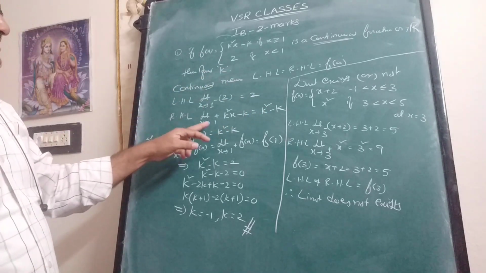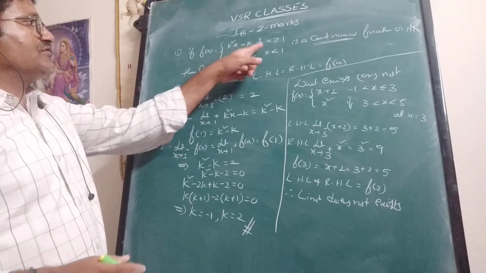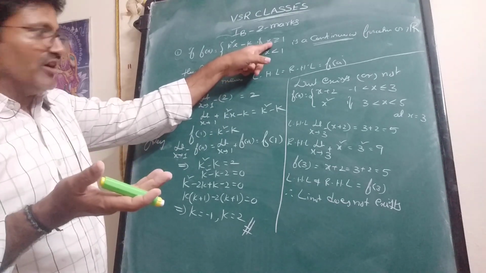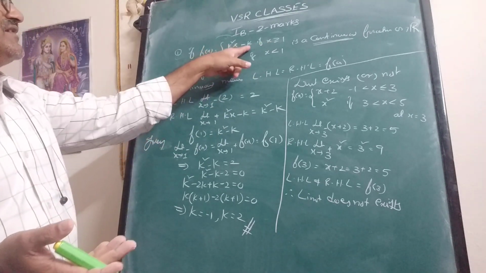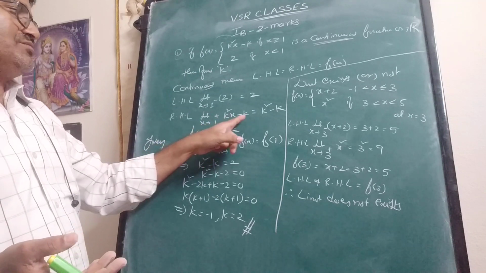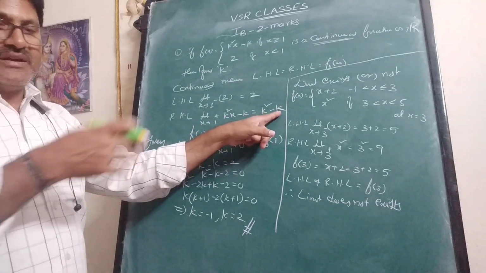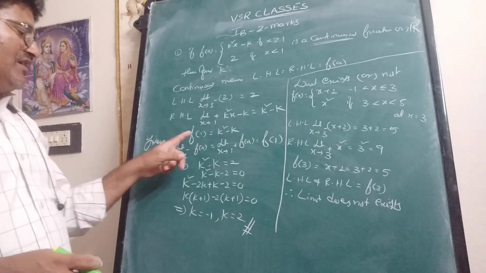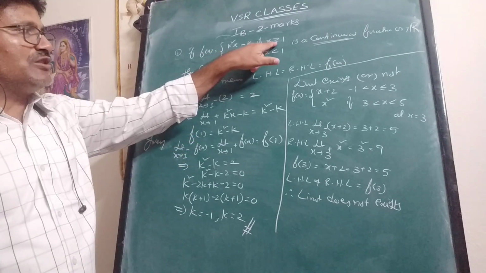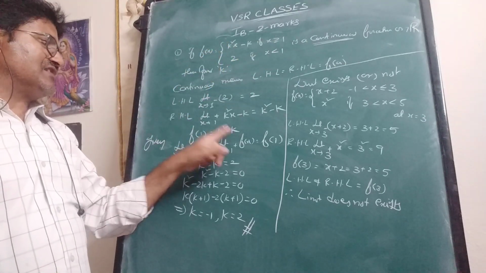RHL. Now the limit extends to 1 plus. This 1 plus means greater than 1. Greater than 1, it is k squared x minus k, that is k squared minus k, by substituting the x value as 1. Now f of 1, its function value, is there. So I can take this one, k squared minus k.